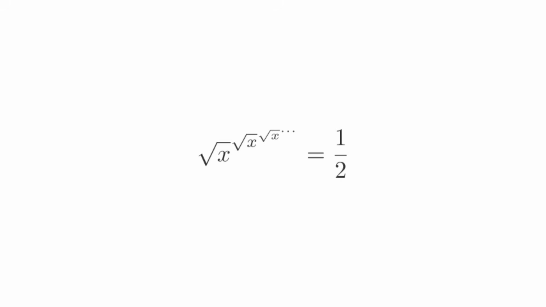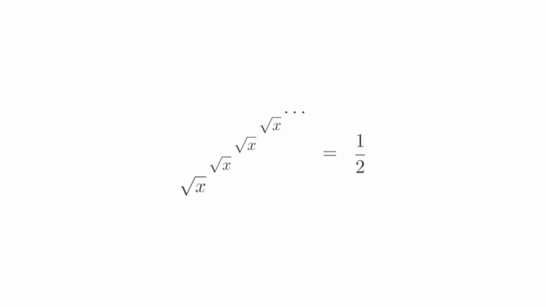x to the power of the square root of x to the power of the square root of x, and so on, equals 1/2. By the end, you'll see how to unravel such a complex-looking problem using a powerful algebraic trick. First, let's visualize this infinite power tower.